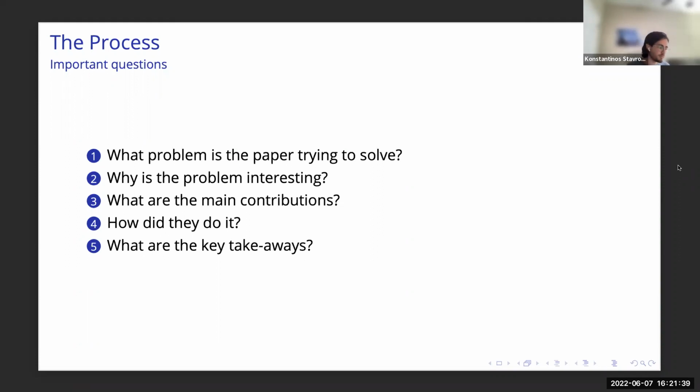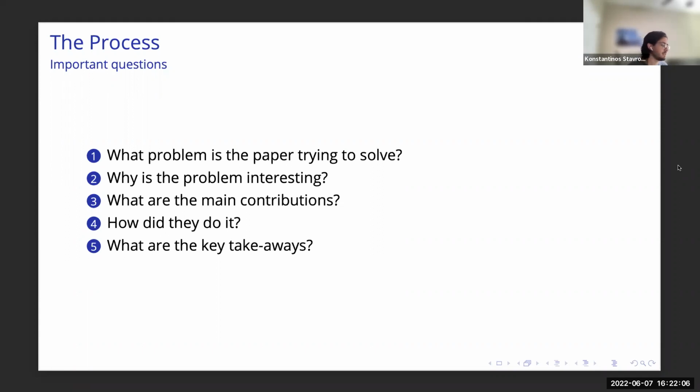So what is the problem? Why is it interesting? And what are the contributions? What is presented in the paper? Because all of these things are true for any paper, right? And then after answering these questions, one goes more deeply and asks, okay, they have this contribution, but how do they do it? How do they prove this contribution?